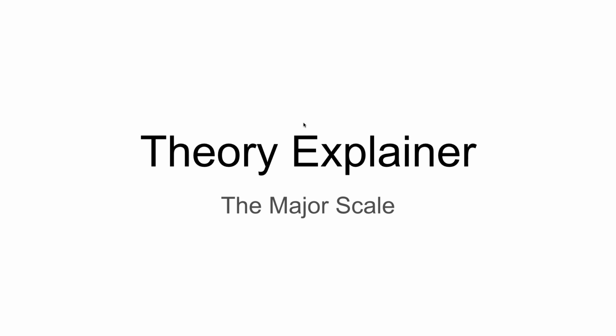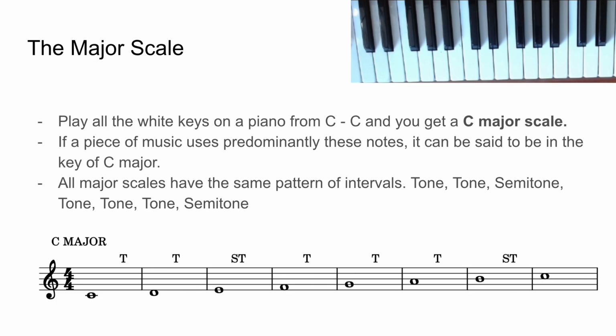Just a quick explainer for you today on the major scale. Right, so we're going to take it from the very beginning, and basically, if you play all the white keys on a piano from C to C like this, you get what's called a C major scale.